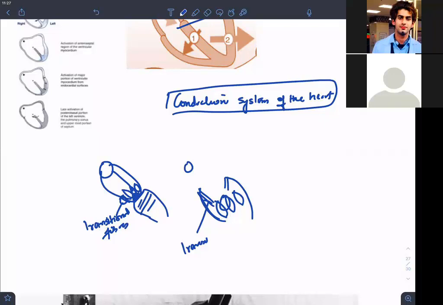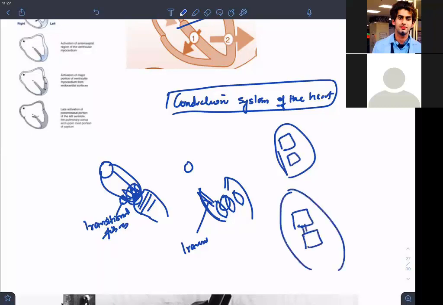Another reason for this is that if I take this AV node and take one cell, that cell and another cell in the AV node have very few gap junctions. Do you think the current will spread faster or slower? It will become very slow because the windows you have are very few. So you won't be able to conduct well. You will give the depolarization, but not of that quality. Slowly it will be going there. Okay.